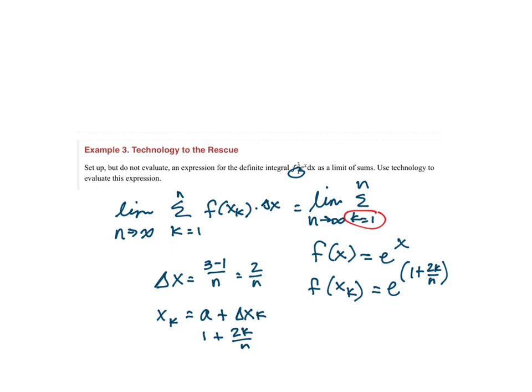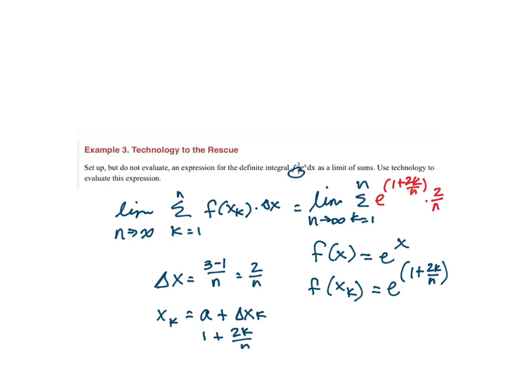It's right. How do you know it's right hand? Because I'm bumping to 1 from 0. So this is saying from k equals 1, from the first position. If it was a left-hand limit, it would be k equals 0. So these have always been right hand that we've been writing. Of e to the 1 plus 2k over n times delta x, which is 2 over n.